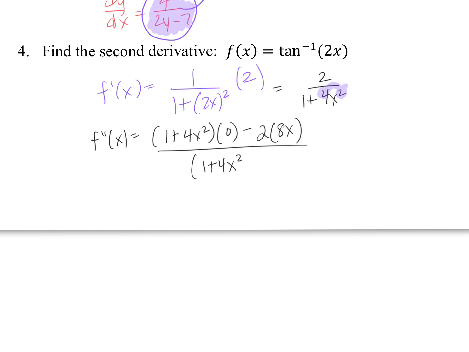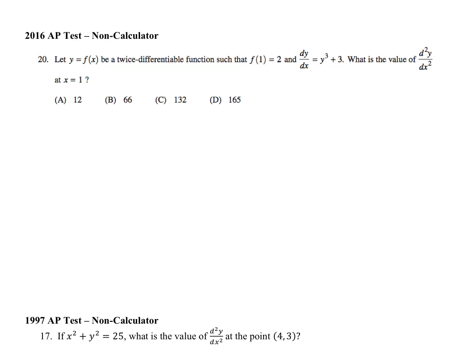1 plus 4x squared. Perfect. It says, let f of x be a twice differentiable function. That means that we can take the derivative twice. They gave us a point. They gave us dy dx, the first derivative.